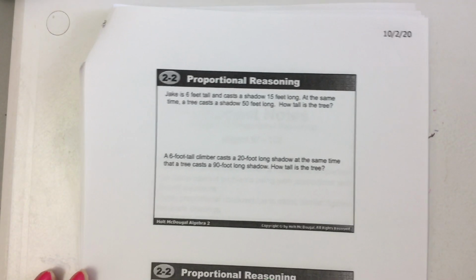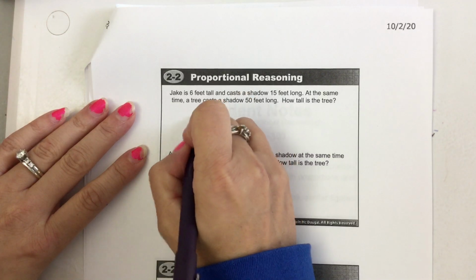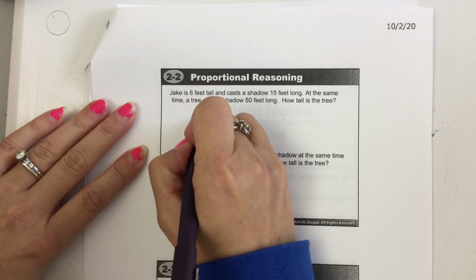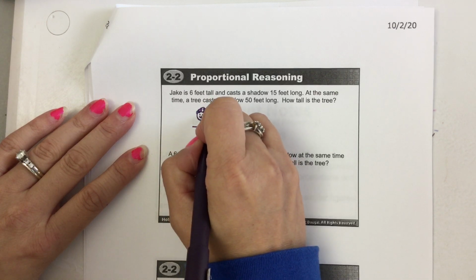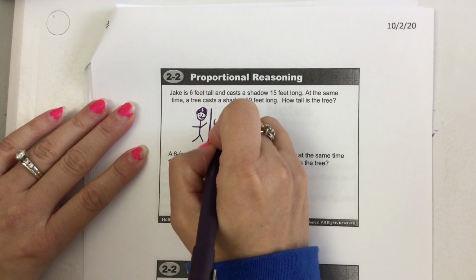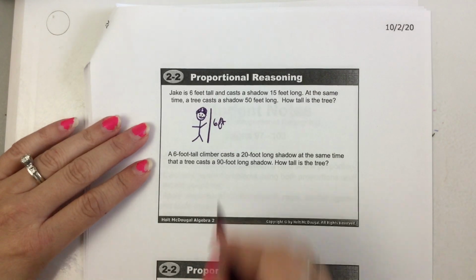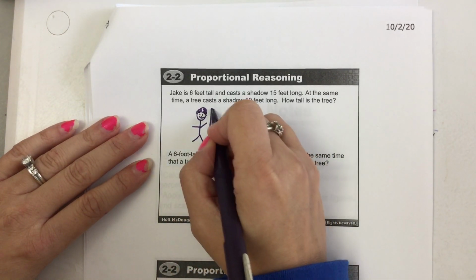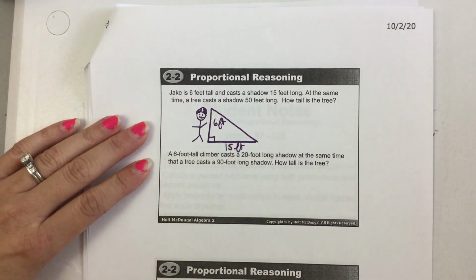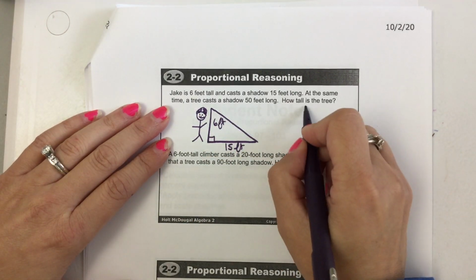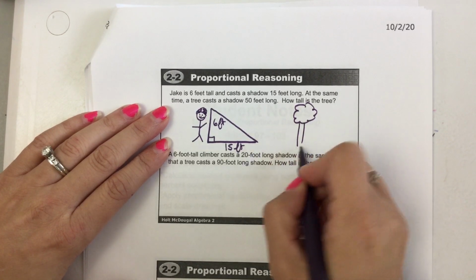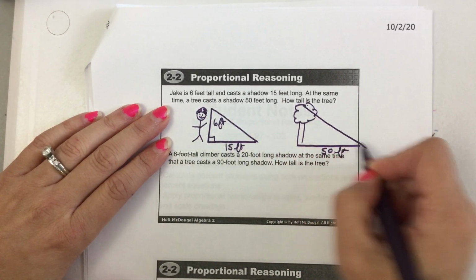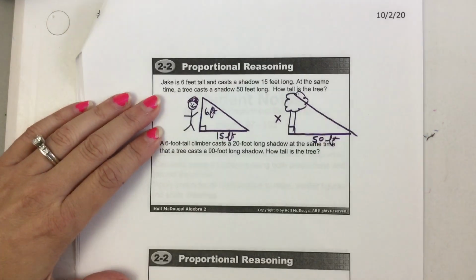Turn the page. Jake is 6 feet tall. All right, let's draw Jake. Jake's got some curly hair, and Jake's doing math, so Jake is happy. And Jake is 6 feet tall, so he's about a foot taller than me. He casts a shadow that is 15 feet long. So look at that, we got a right triangle. At the same time, a tree casts a shadow. This tree casts a shadow that is 50 feet long. How tall is the tree?